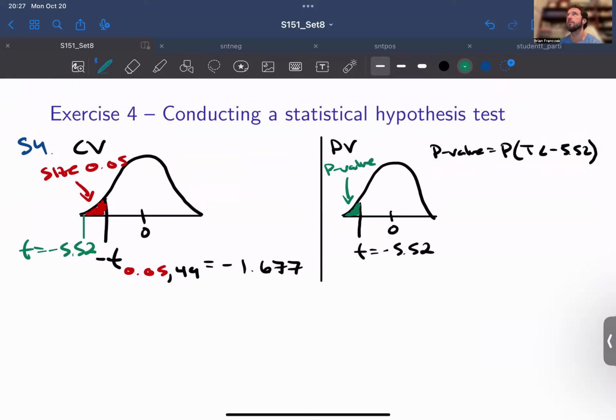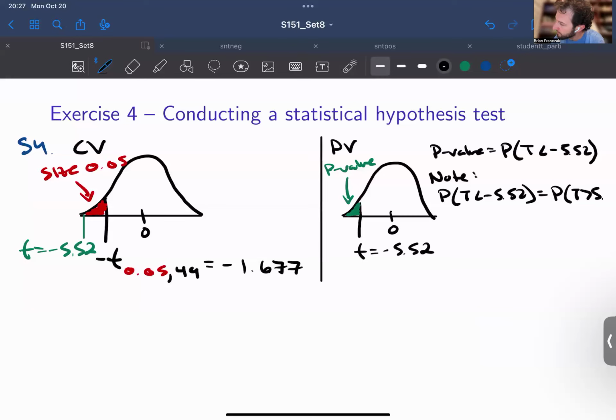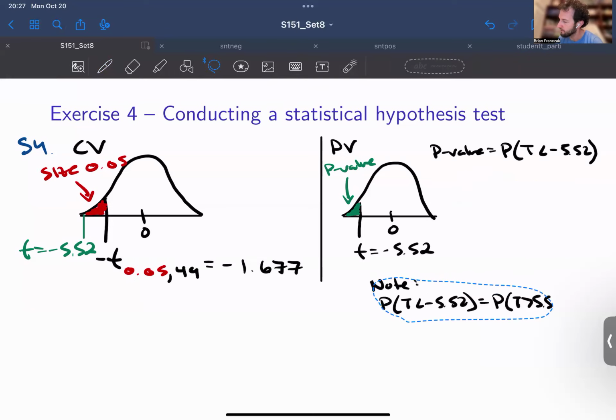Now, to figure this value out, what we have to do is basically say any lower tail area with the t curve is equivalent to the upper tail area. So for example, note the probability that t is less than negative 5.52 is equivalent to the probability that t is greater than 5.52. I'm just going to move this down so I have enough space.